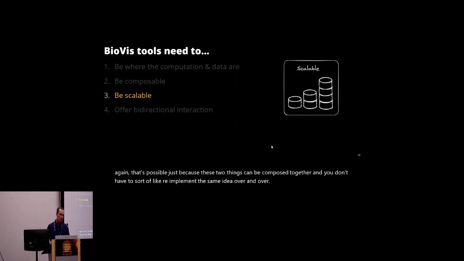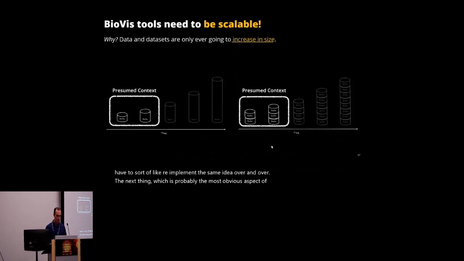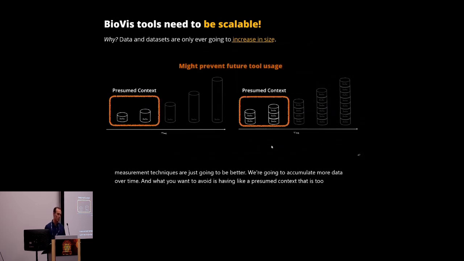The next thing, which is probably the most obvious aspect, is scalability. And the reason why is, I guess, obvious: data is only ever going to grow, right? Measurement techniques are just going to be better. We're going to accumulate more data over time. And what you want to avoid is having a presumed context that is too small, because that prevents usage of your tool in the future.